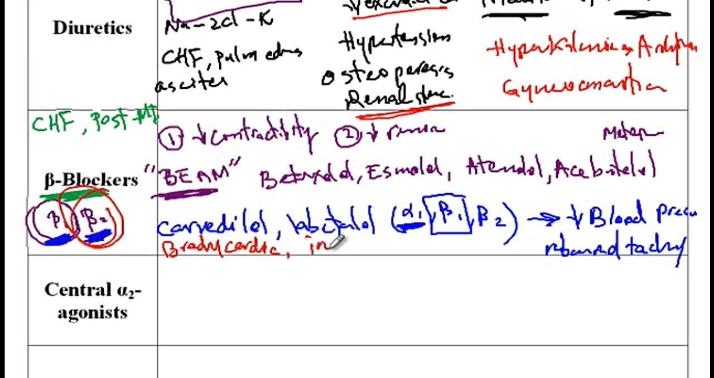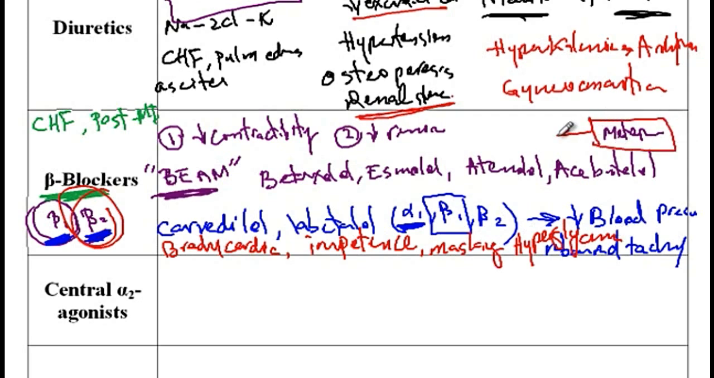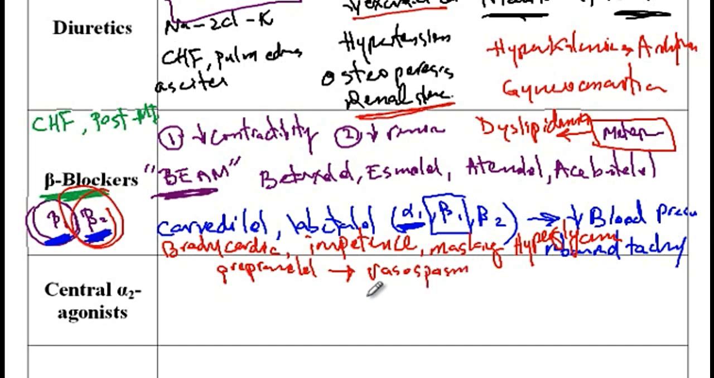It can cause impotence. It can cause masking of hyperglycemia in diabetic patients. Metoprolol causes dyslipidemia, so it will worsen the lipid profile. And then finally, propranolol will cause vasospasm, and thus you should avoid this medication in patients that have Raynaud syndrome.